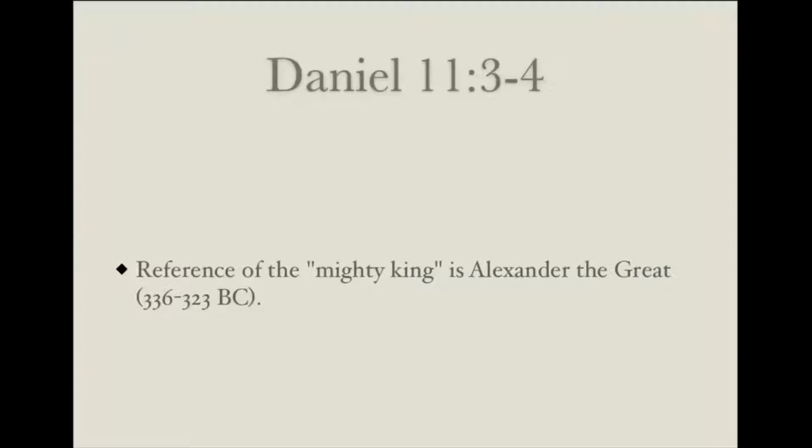It says, "Then a mighty king will arise, who will rule with great power and do as he pleases. After he has arisen, his empire will be broken up and parceled out toward the four winds of heaven. It will not go to his descendants, nor will it have the power he exercised, because his empire will be uprooted and given to others." The reference of this mighty king is none other than Alexander the Great, who ruled from 336 to 323 BC.